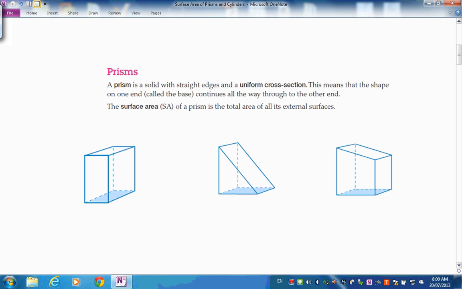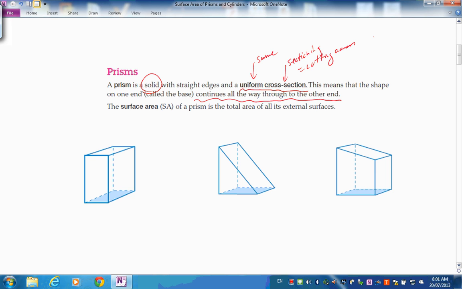So a prism is a solid, so we just said that. It's a solid, so it's a 3D shape with straight edges and uniform cross-section. What does that mean? Well, here's their interpretation. The shape on the end continues all the way through to the other end, but the word actually comes in two parts. Uniform meaning the same all the way, and cross-section, sectioning or cutting across. Sectioning equals cutting across. Cross-section, cutting across.